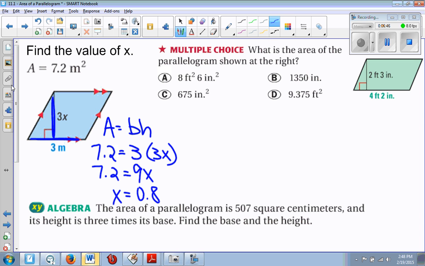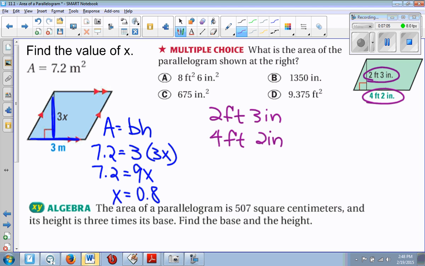In the next problem, it says, what is the area of the parallelogram shown? Now, what you'll notice about the two lengths given is one is the base and one is the height. So what I need to do is figure out how I can write these as the same unit so that I don't confuse myself. So let's talk about how many inches each one of these is total. 2 feet is 24 inches, plus the 3 extra gives me 27 inches. So 2 feet 3 inches is the same thing as 27 inches.